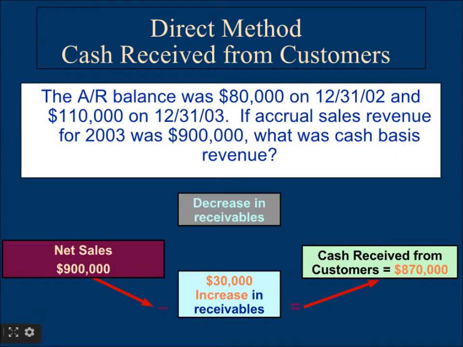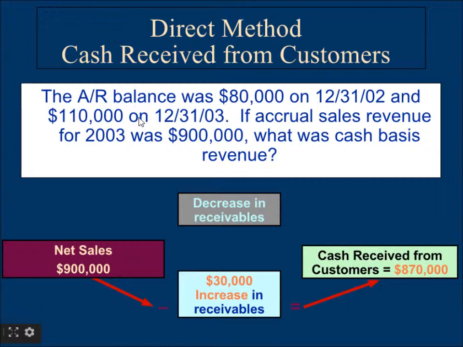So what we need to do here is we have seen that 80,000 was the account receivable in 2002 and then it became 110,000, which is an increase in account receivable. That means we have not received an extra 30,000 of cash which we have earned as revenue. We have not received the cash yet. That means there is an increase in account receivable.